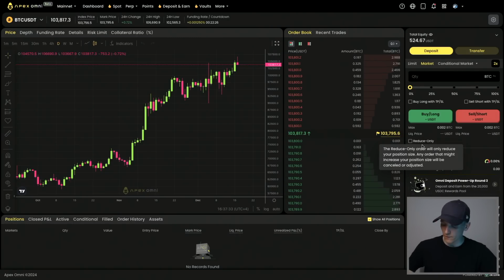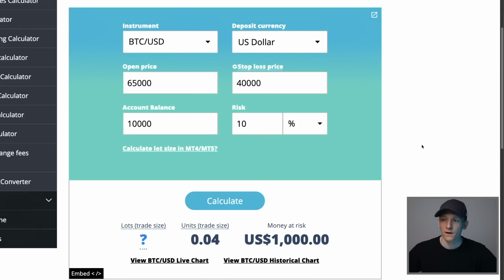So what we're going to do is go over to a position size calculator. You can look it up online. I'll link this one below. Bitcoin USD. And our open price was, let's say, around 65,000 for that trade. And our stop loss was around 40,000 for that trade. And we want to risk 10% of our balance.